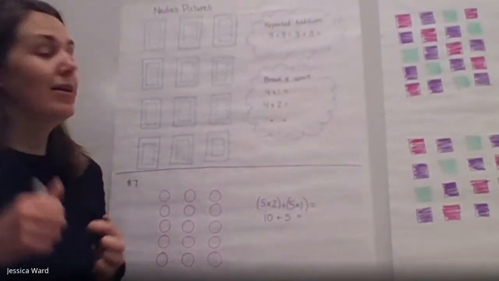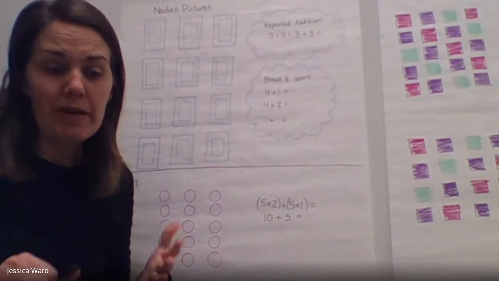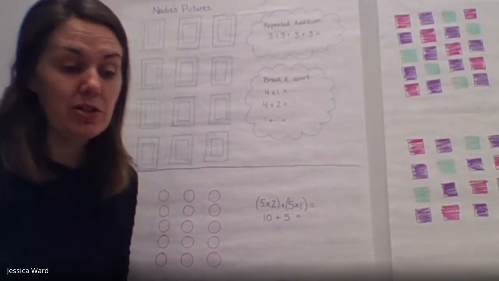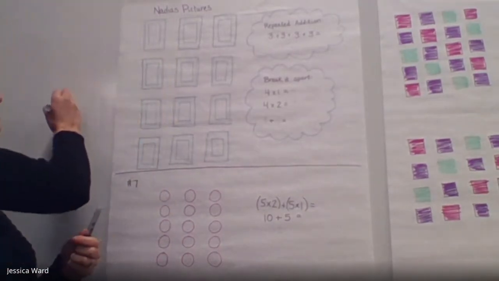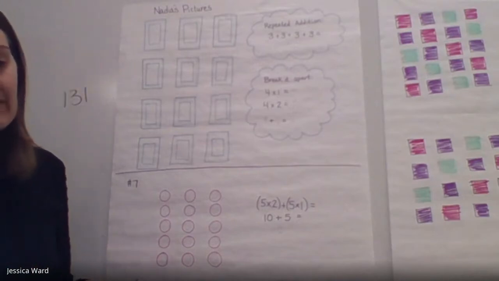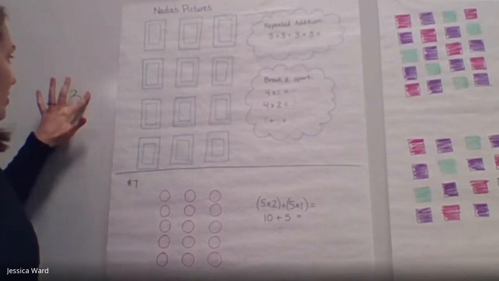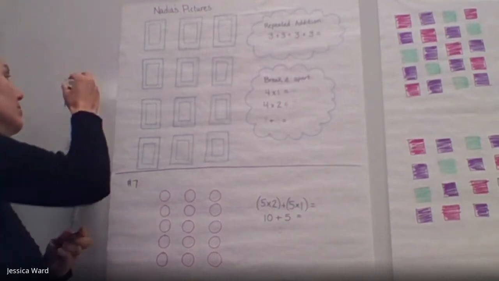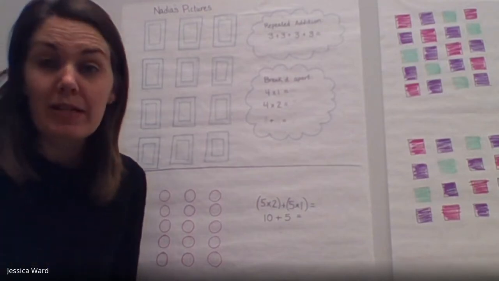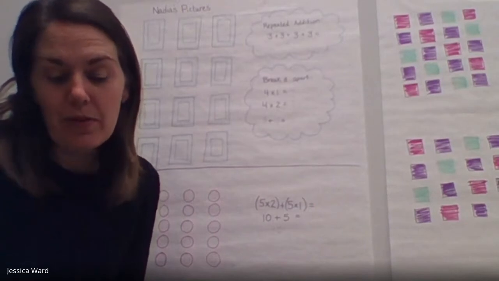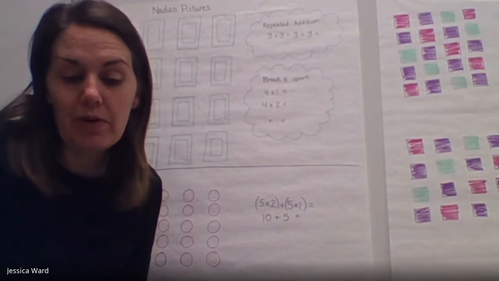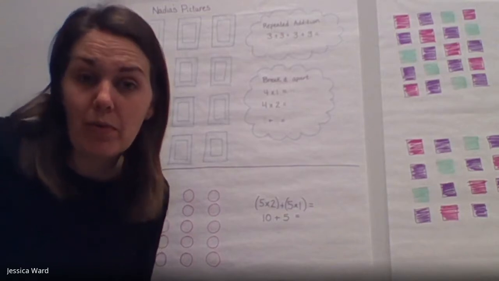So when we have our multiplication by 3, first of all, you're going to turn to page 131 in your packet. Actually, you're going to turn to page 132, sorry. You'll see at the top, it says, Nadia hangs her photos on the wall. She makes 4 rows of photos with 3 photos in each row. How many photos did Nadia hang on the wall?